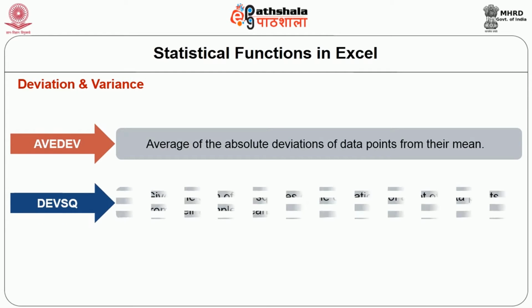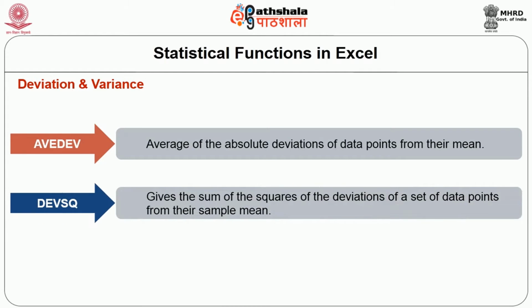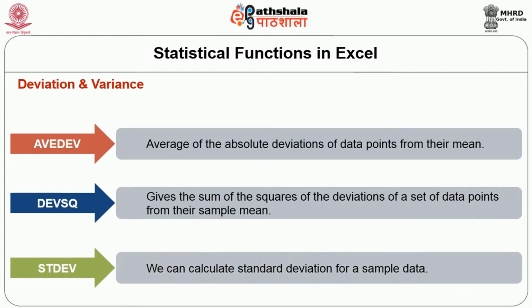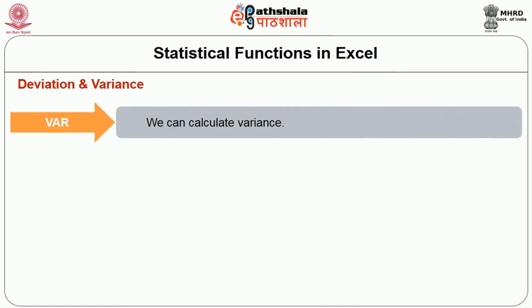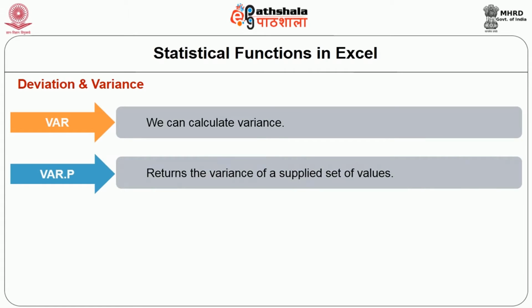DEVSQ. It gives the sum of the squares of the deviations of a set of data points from their sample mean. STDEV. We can calculate the standard deviation for a sample data. VAR. We can calculate variance. VAR.P returns the variance of a supplied set of values.